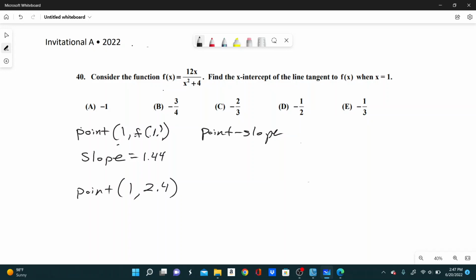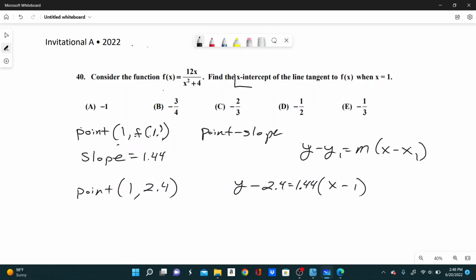Now, for point slope, we use the equation y minus y1 equals m times x minus x1. So if we just plug in our values, we have y minus 2.4 equals 1.44 times x minus 1. So we have the tangent line, and we are just looking for the x-intercept. So the x-intercept is going to happen when y equals 0. So let's just plug that in. We have negative 2.4 equals 1.44 times x minus 1.